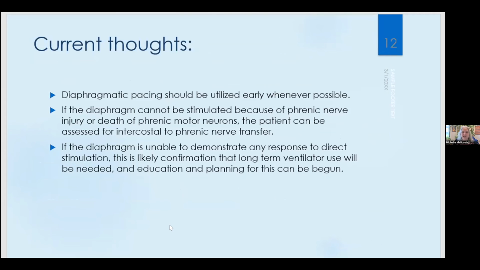If it can't be stimulated because the phrenic nerve is just too damaged, then assessing for intercostal to phrenic nerve transfer is another option. And again, someone else was speaking more about nerve transfers, so it's not my field, but it has definitely been done with one of our patients and is a possibility to help this be more successful. And if the diaphragm is completely unable to demonstrate response to direct stimulation, then long-term ventilator use is probably going to be needed, and we can start educating the family about that and planning for that.